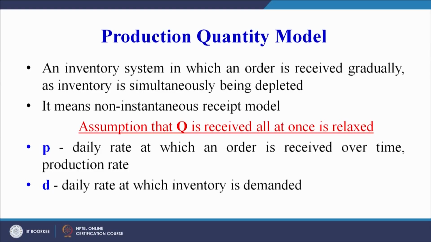In the production quantity model, we see an inventory system in which an order is received not at once but gradually. So there will be a production rate at which we will be receiving our inventory, our order, our components or parts, or whatever we have ordered. It is not received all at once, as inventory is simultaneously being depleted. So we are using the material as well as receiving the material. Both things happen simultaneously.